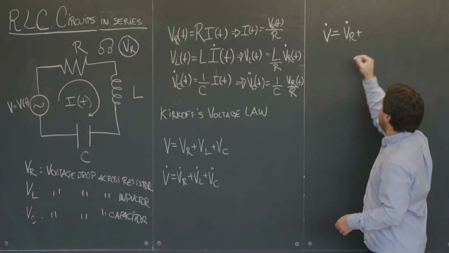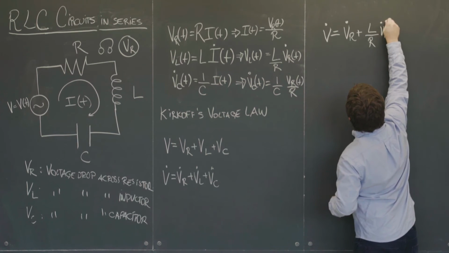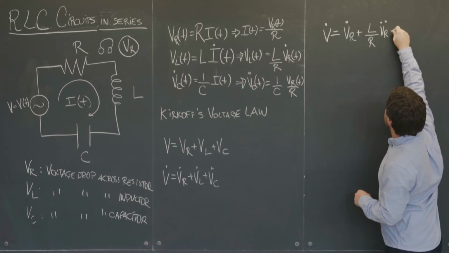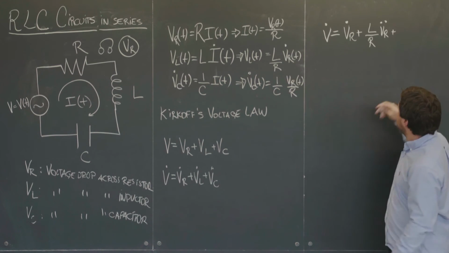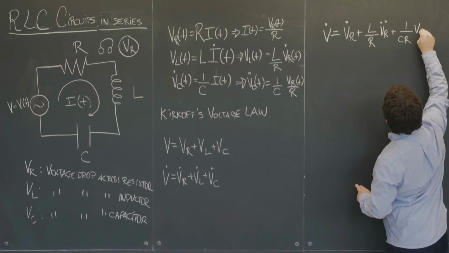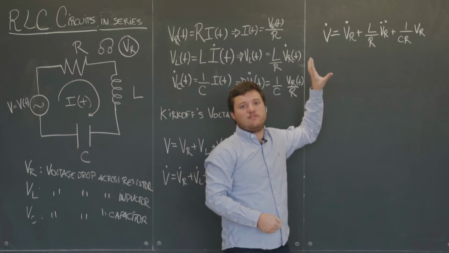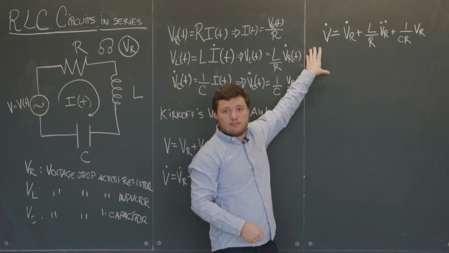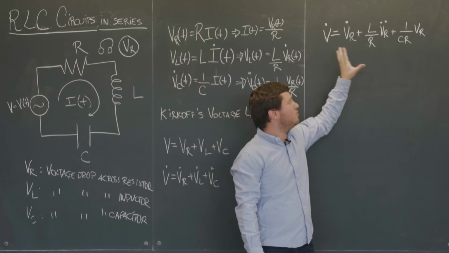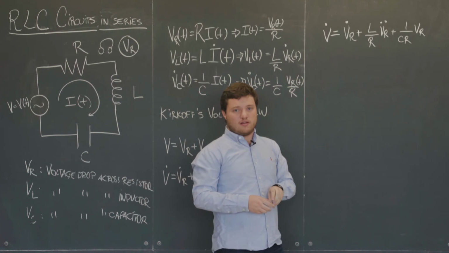We need to differentiate it, and we would get L over R times VR double dot, because we differentiated this expression. And finally, we have to plug in VC dot, and we get 1 over C times R times VR. So over here, we have a single differential equation with our input on one side and our system response on the other. And so one side only depends on the system response, and one side only depends on the input.